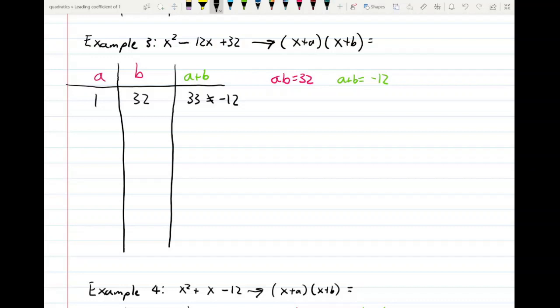So at this point, we need to remember that two negative numbers can also multiply to positive 32. So we'll go -1 for a, and that corresponds to -32 for b, and that gives us a plus b is -33, which is still wrong, but at least it's the correct sign.